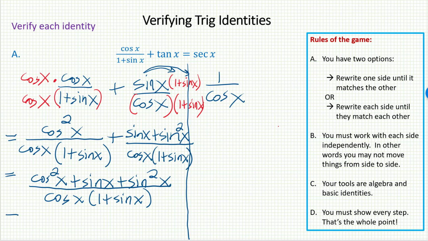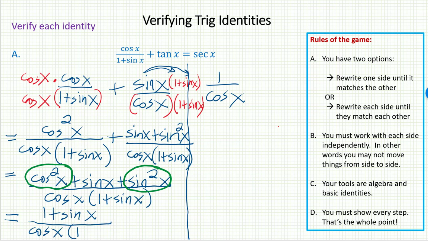And do you see where we head now? I've got a cosine squared x plus a sine squared x. Well, that's equal to 1. And so my numerator has simplified to just be 1 plus sine x. Well, you see, this is why we left that denominator in a factored format, because the top, if I try to factor it, it's its own factor.